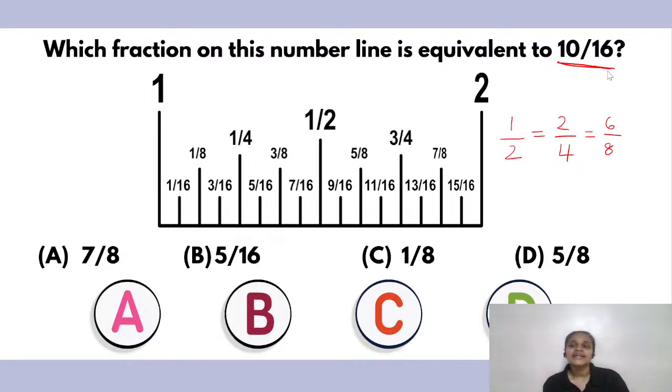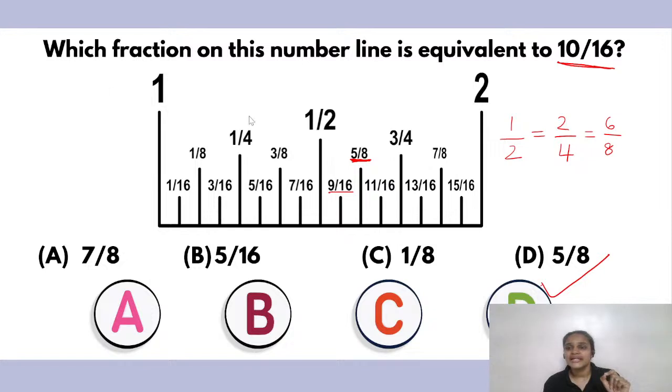So we have to find an equivalent fraction of 10 upon 16 from the number line. On the number line, we see 1 upon 16, then 1 upon 8, 3 upon 16, and all these different fractions. It's quite obvious that 10 would come after 9, so we have 9 upon 16, and the next fraction after that is 5 upon 8. So D is the correct answer. Congratulations to all of you who answered D. It was a bit tricky, but pretty easy.